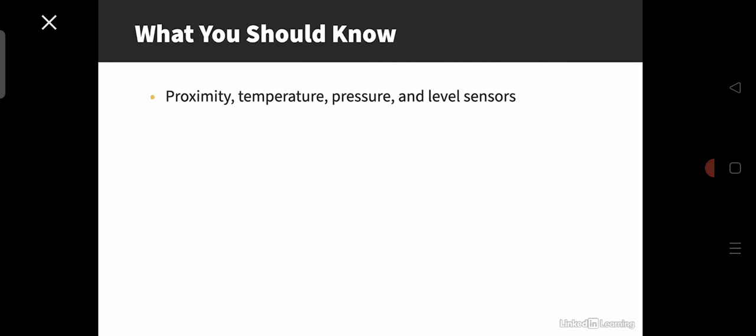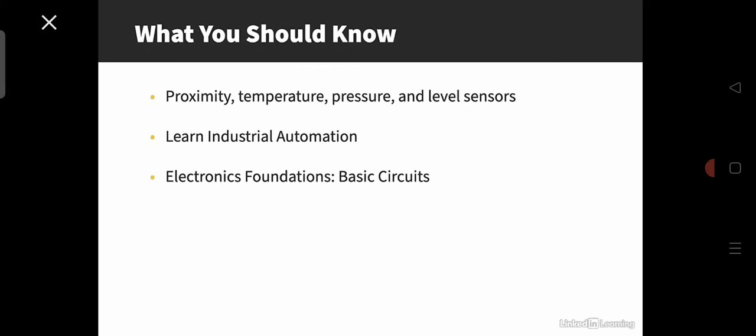To understand where sensors fall within the industrial systems, you can check out this course, Learn Industrial Automation. If you need a refresher on the basics of electronics foundations, I recommend that you check these two courses, Electronics Foundations, Basic Circuits, Electronics Foundations, Fundamentals.